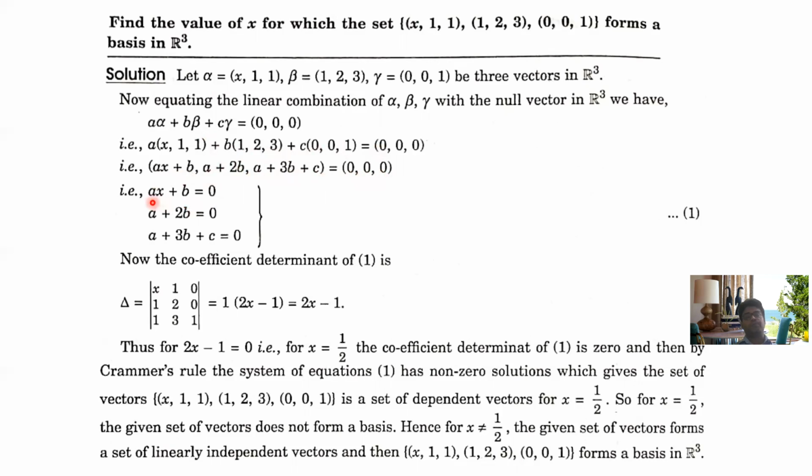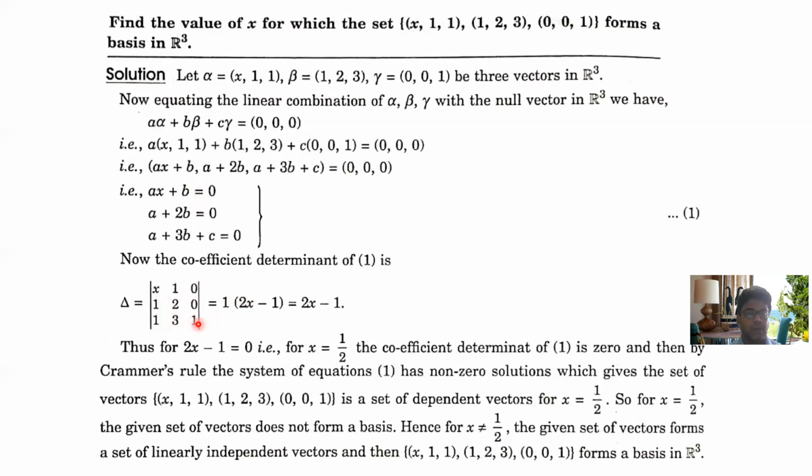Comparing both sides, we get Ax plus B equal to 0, A plus 2B equal to 0, A plus 3B plus C equal to 0. So now the coefficient determinant is x 1 1, 1 2 3 and 0 0. There is no C in the first and second equations, so 0 0 1. After simplifying, what do we have?